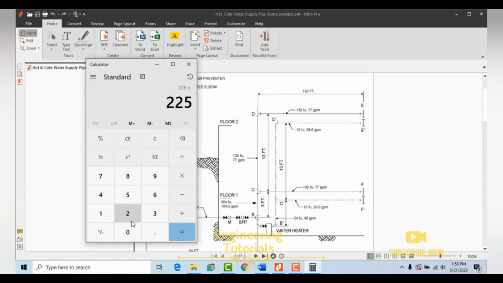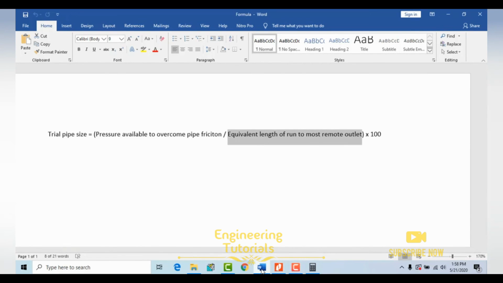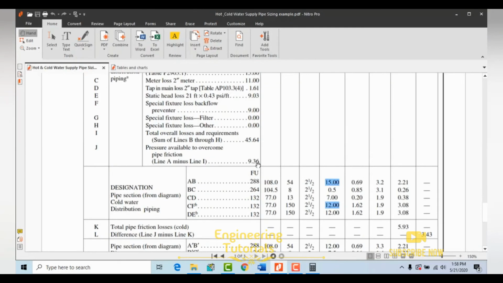So 50% will be 112.5, plus 225 equals 338. So the total equivalent length of run is 338 feet. Now we know the pressure available to overcome pipe friction, that is 9.36, which we already calculated. We know the equivalent length of run to the most remote outlet, that is 338 feet, which we just calculated, multiplied by 100.